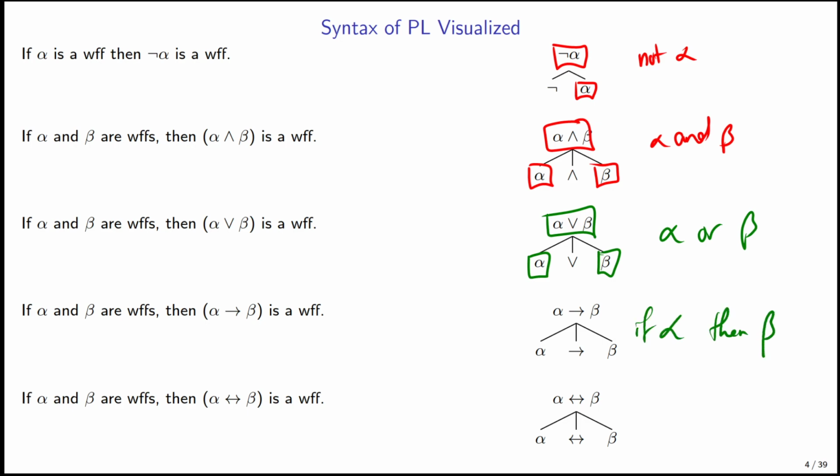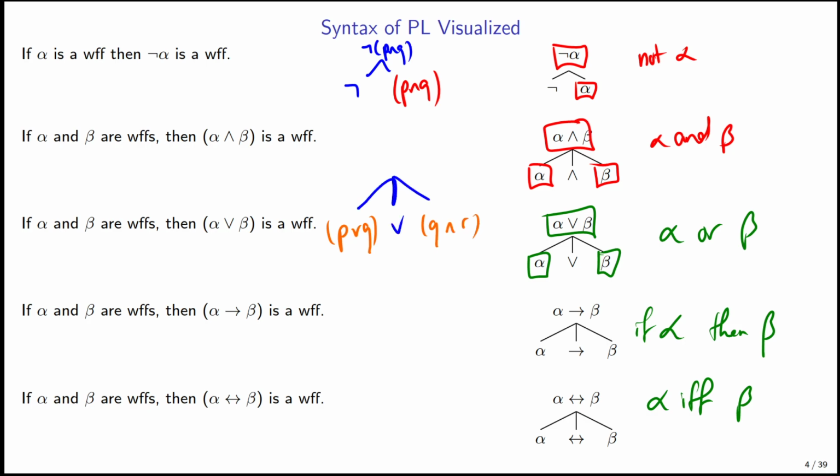So if alpha, then beta, and then we have alpha if and only if, that's "if" with two Fs, and there's beta there. So I want to give some examples here. Imagine we have something like P and Q. Well, we can attach a not to it to get not (P and Q) in brackets. If we have something, let's do an OR. Let's say we have P or Q on the left, and Q and R on the right. We can attach an OR in there and bring them together to get (P or Q) or (Q and R).